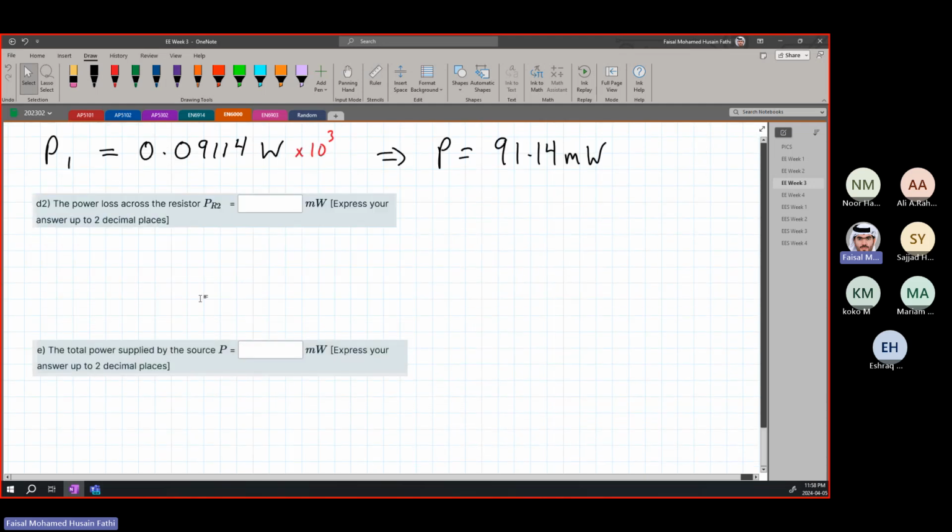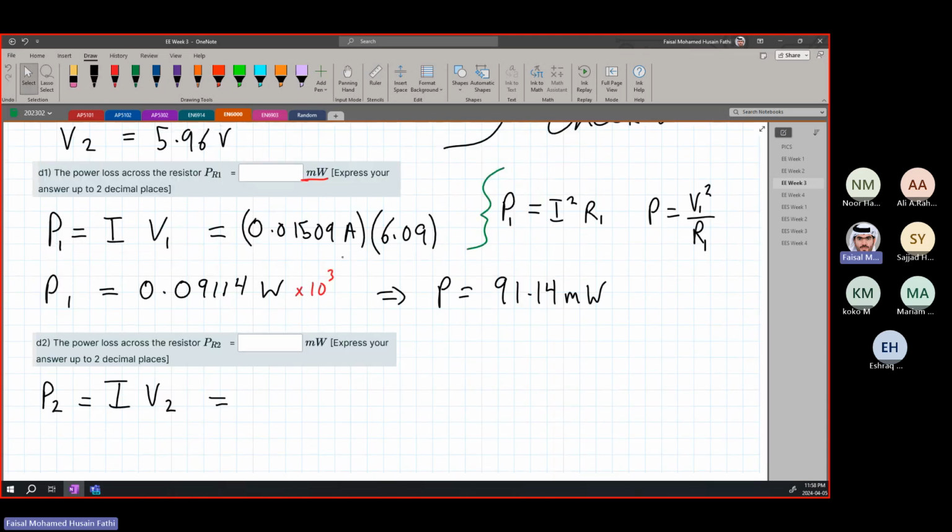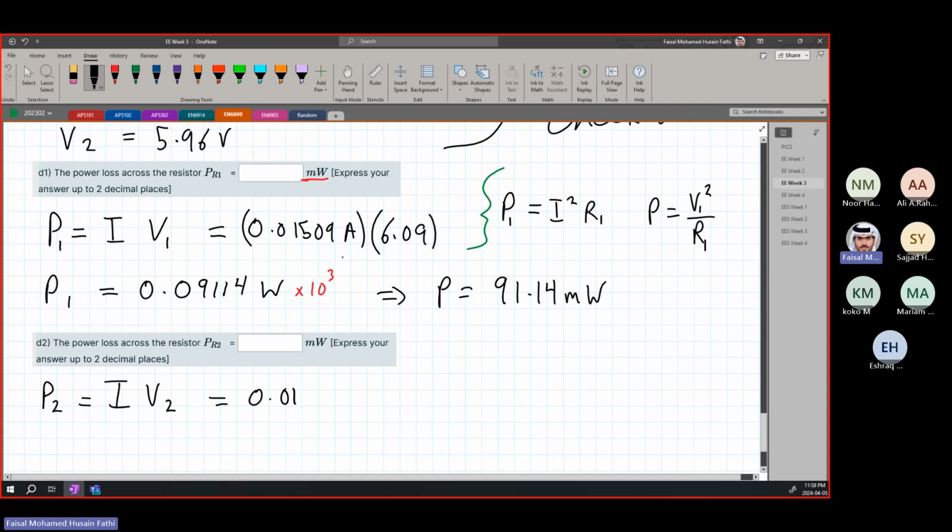Again, same thing. P2 is equal to I times R2. Sorry, times V2. We're talking about power. So I times V2. Yes, and that's it. We have I again, same as the same current. It does not change.